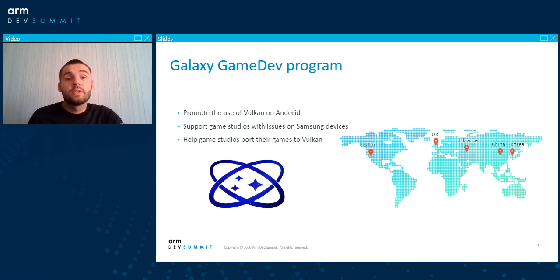So, Galaxy GameDev team consists of 5 divisions located in US, UK, Ukraine, China and Korea. It is a team who works with game developers all around the world, providing both on-site and off-site support for game studios with any kind of problems, such as performance optimization, bug fixing, or any other issues. We have a device loaner program for our partners, and we are actively promoting Vulkan. We believe this is the future of computer graphics and a great way to unlock maximum performance out of the games.